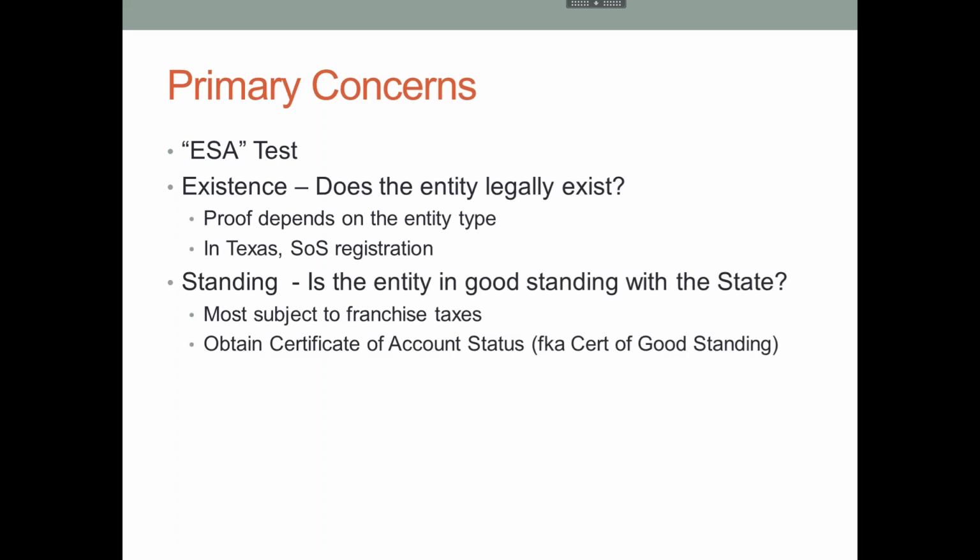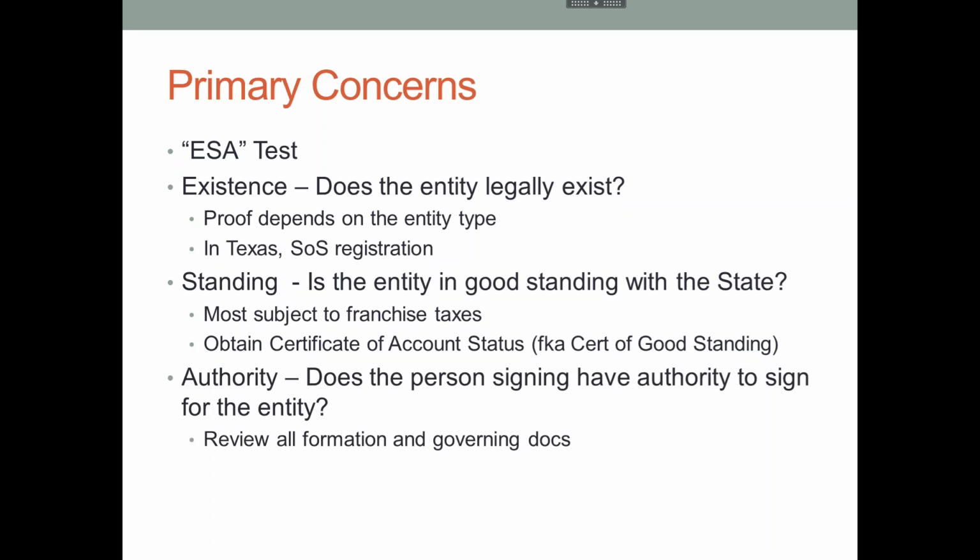Number 2, we want to make sure that the entity is in good standing. Most entities are subject to franchise taxes, which means they will have a certificate of account status. This used to be known as the certificate of good standing, but now it's known as the certificate of account status. Again, we want to make sure that they are in good standing with the state.